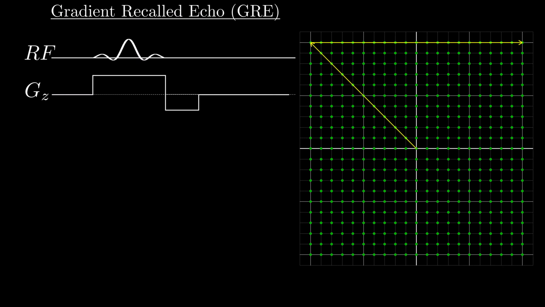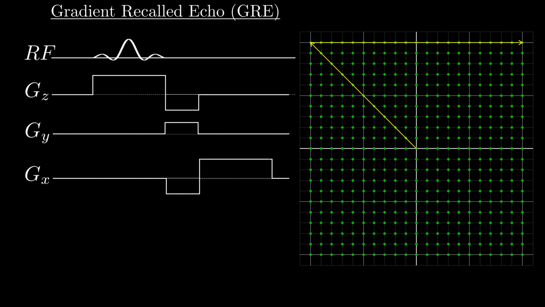What then should our encoding gradients look like? Well, we need a positive gradient in y simultaneous with a negative gradient in x to get us to the positive ky Nyquist and negative kx Nyquist. Then, a positive gradient in x will bring us across the kx dimension until we're at the positive kx Nyquist. While this gradient is playing, we'll switch on the ADC to collect the data. And there we have one repetition time, or TR.